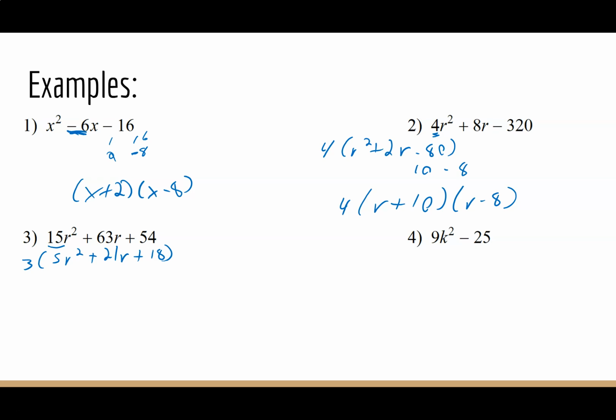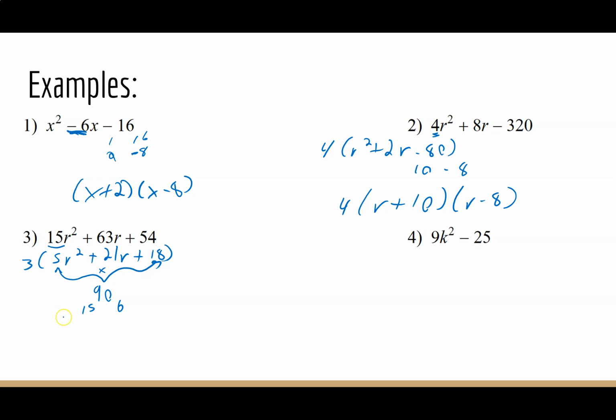So instead of factor combinations to make 18, I need to do 5 times 18, which gives me 90. And I want factor combinations of 90 that make 21. Notice I didn't have to do that in the other problems because the other problems did not have a number in front. So let's see, 15 and 6 are going to make our 90 and also make our 21 in the middle.